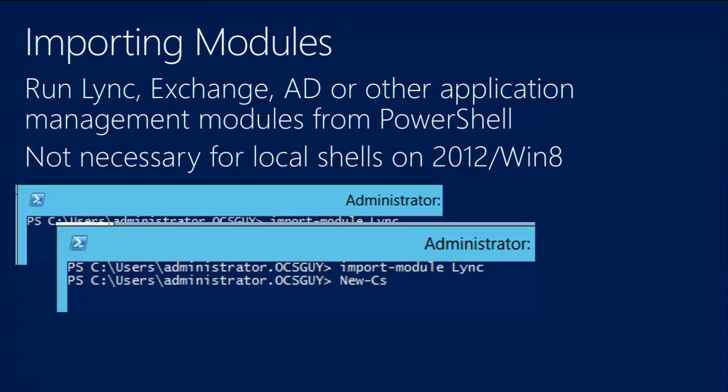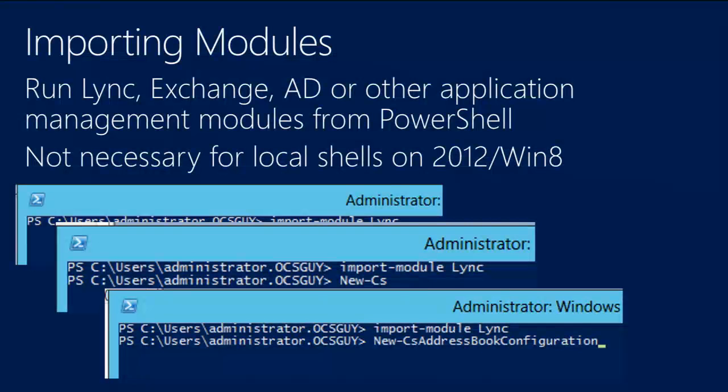And then once we've done that, we see New-CS, which is anything Lync related, and we can start tab completing through everything. So it's really helpful if you're writing a script that's going to do AD, Exchange, Lync, and all kinds of other things in one script, just to import all your modules. If you're running the script from PowerShell on 2012, it defaults to having the Lync module in there, so you don't have to do this if you're only writing the script for 2012.